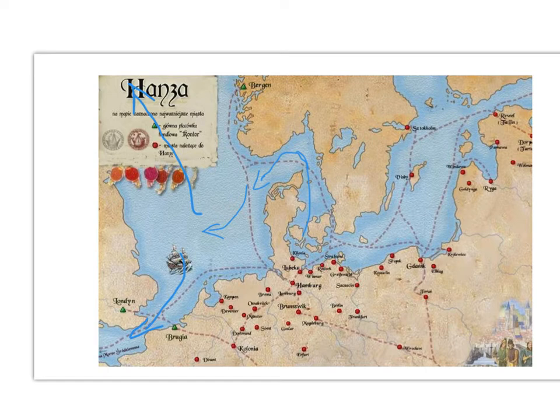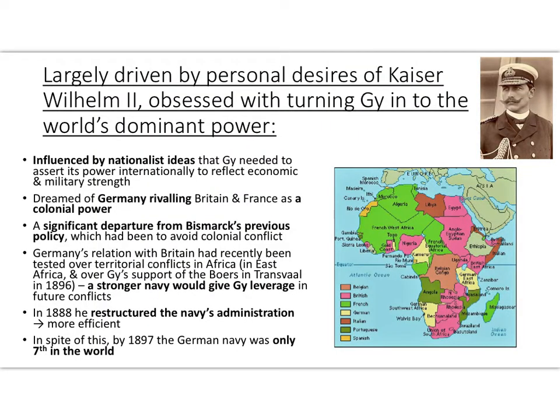Because you're not really a seafaring power. Germany is a continental power. That has always been the issue with Germany's geographical location. So if we're going to understand the motivations, it was largely driven by the personality of the Kaiser. He was obsessed with turning Germany into the world's dominant power.